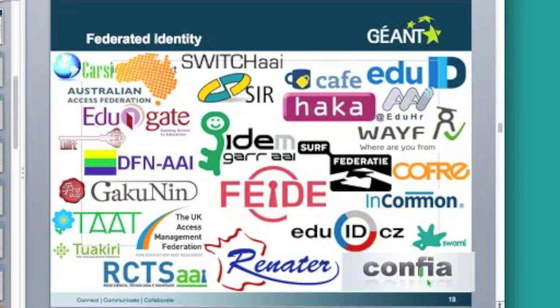This is an example of some of the organizations that provide federated identity within our community. So you'll see the Renater logo because they run a federation called FER, and there is the GARR IDEM logo for those in Italy. But there's also an array of other federation logos that are used.